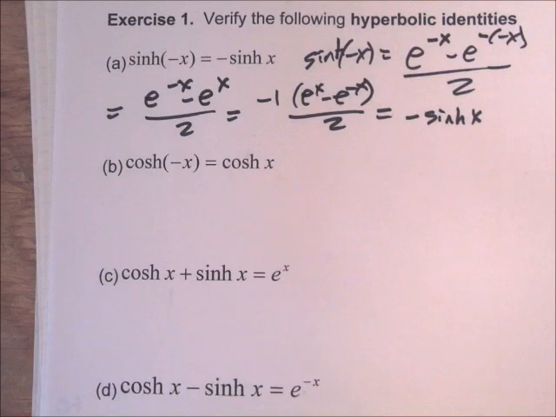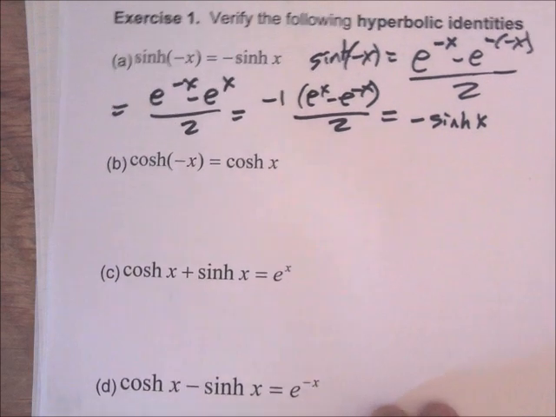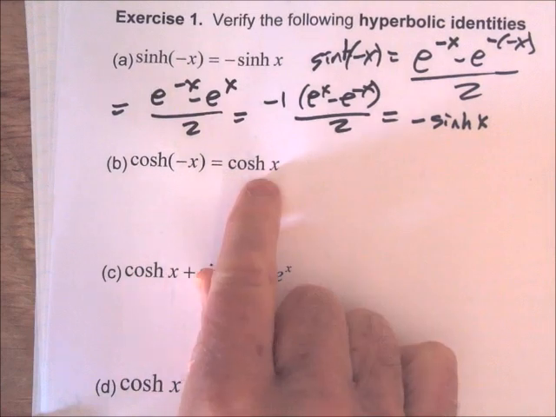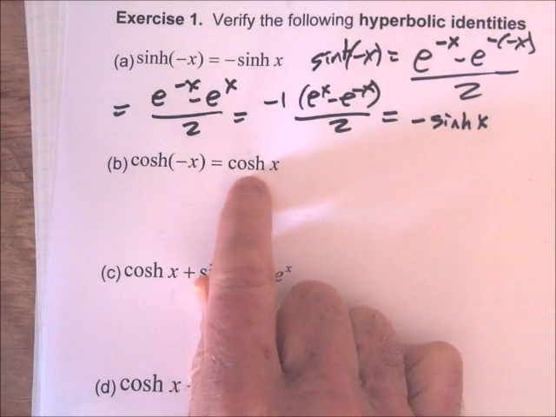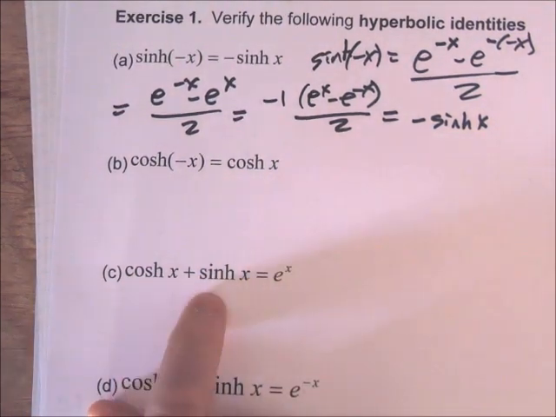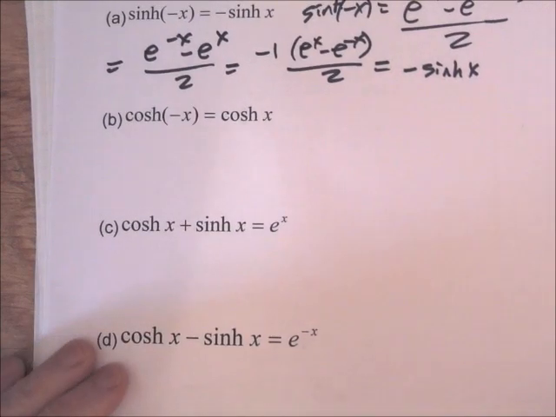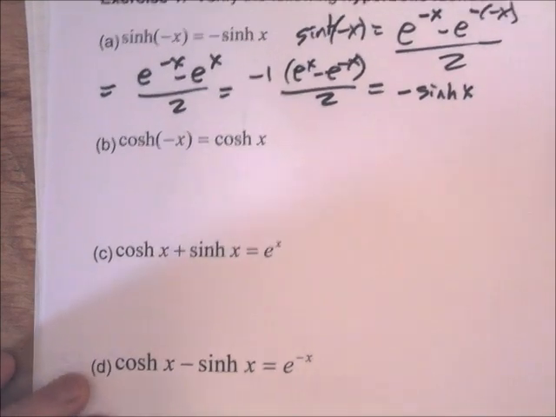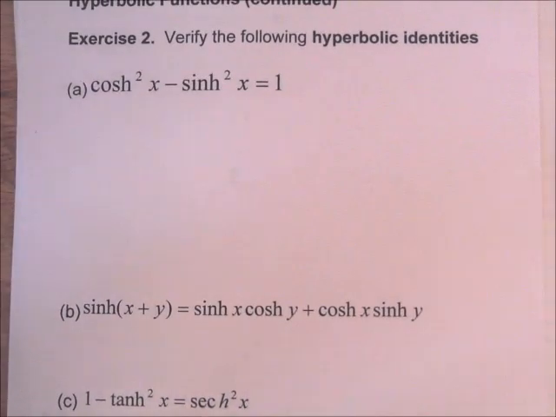You just plug the expressions into the definitions. So the cosh of minus x is equal to cosh of x, so cosh is an even function. Cosh plus sinh is equal to e to the x. Cosh minus sinh is equal to e to the minus x. Also, this is the identity from which they derive their name: cosh squared minus sinh squared is equal to 1.